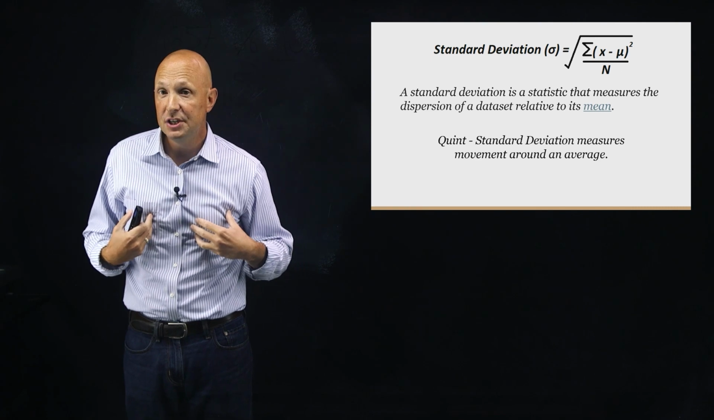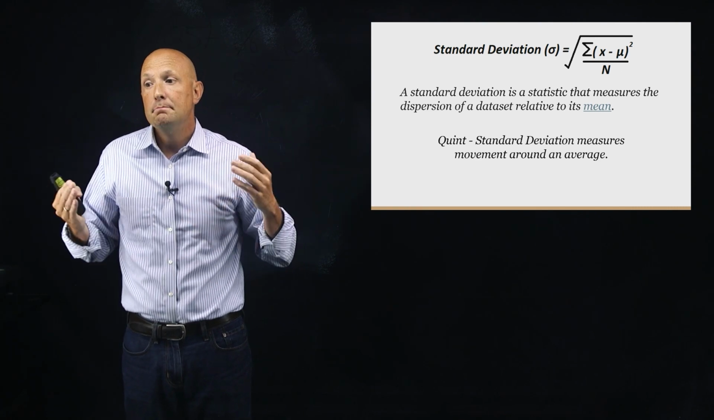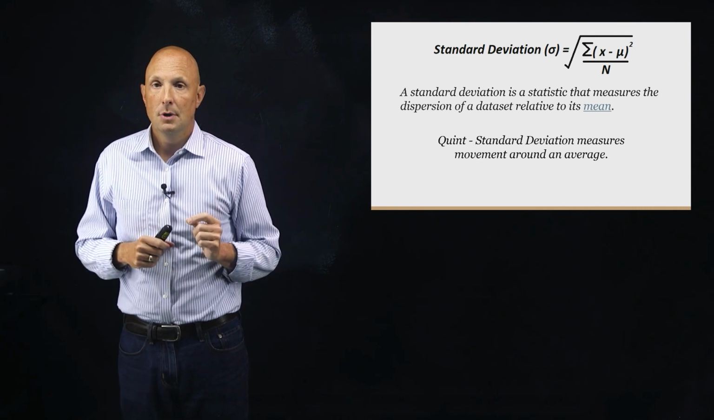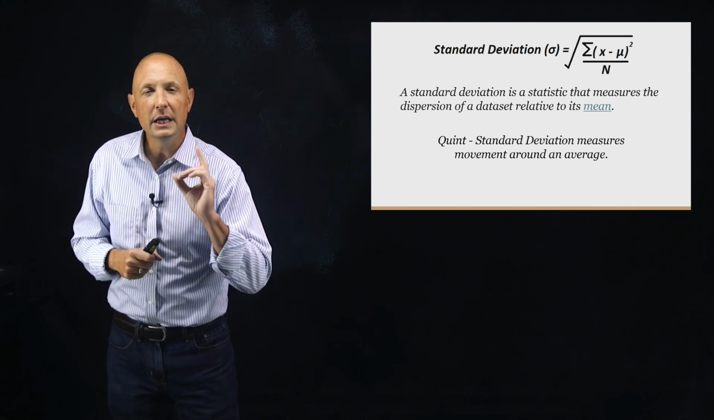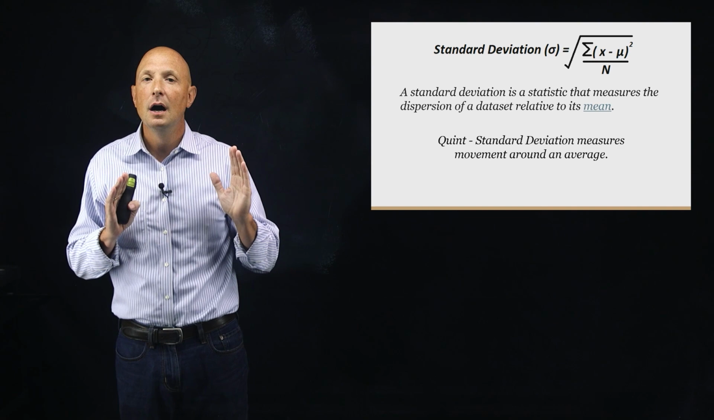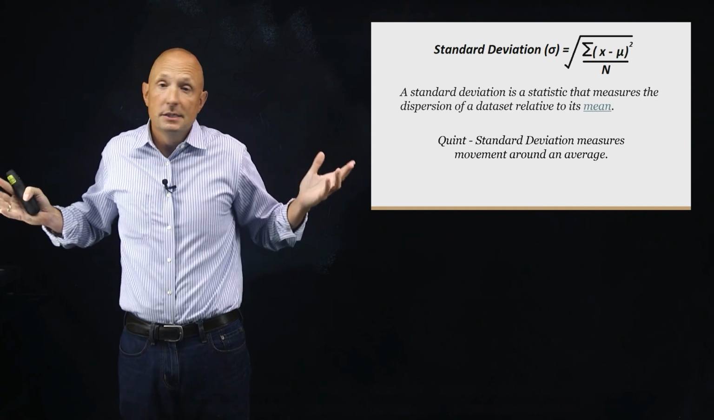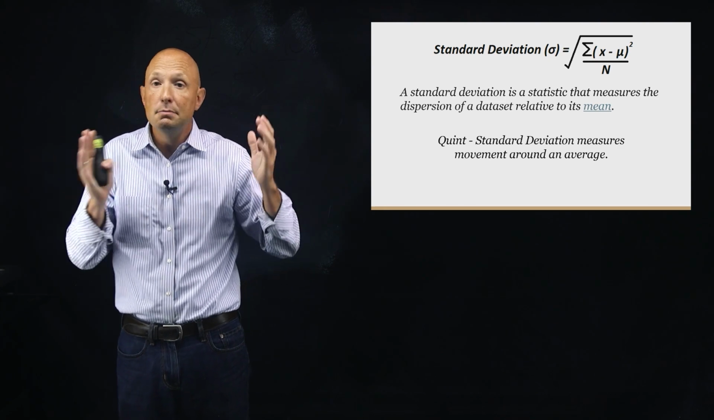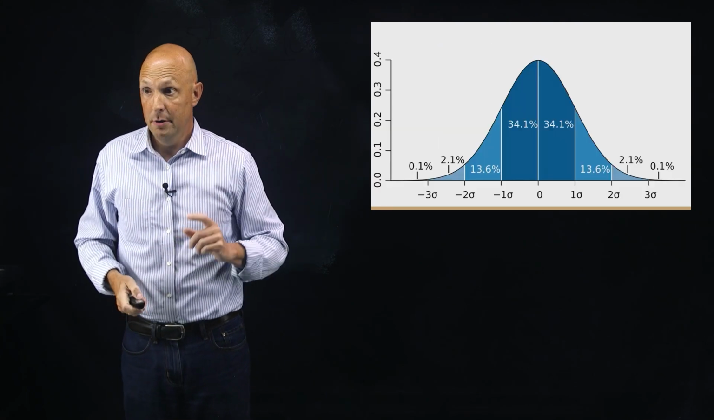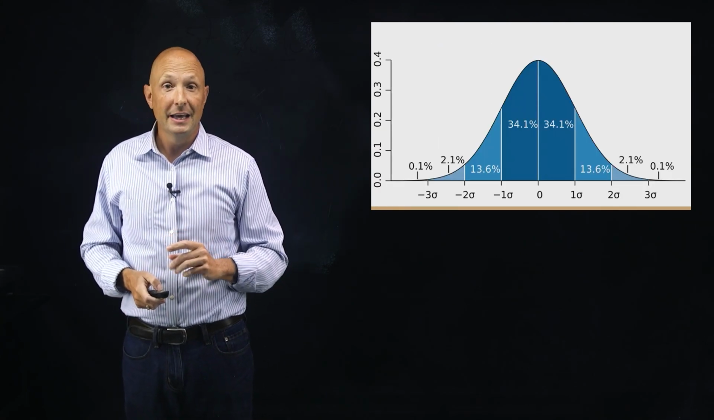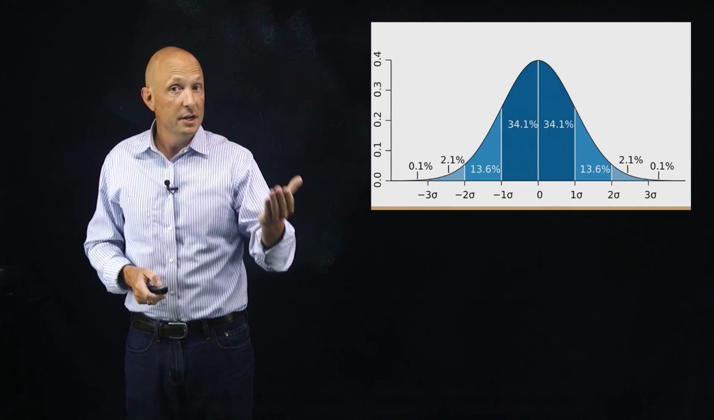You know what my definition of it is? It measures movement around an average. Movement around an average. And we can use this in a variety of areas. It's universal. It's math and statistics. It can be used in investments. It can be used in weather, which we'll talk about in just a second. In fact, let's run an example.